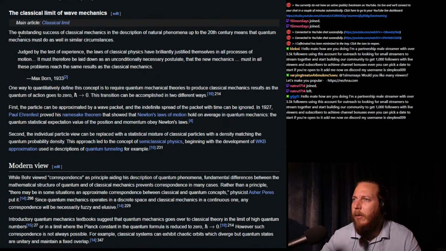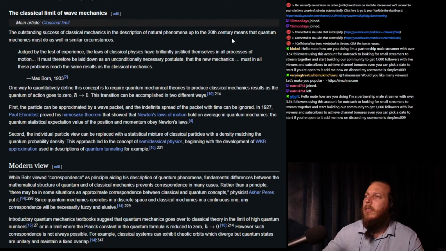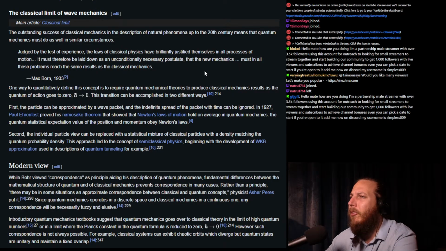Classical limit of wave mechanics. Okay, man, one more paragraph. The outstanding success of classical mechanics in the description of natural phenomena up to the 20th century means that quantum mechanics must do well in similar circumstances. Judged by the test of experience, the laws of classical physics have brilliantly justified themselves in all processes of motion. It must therefore be laid down as an unconditionally necessary postulate that the new mechanics must in all these problems reach the same results as the classical mechanics. And I think that's the part they're having trouble with.